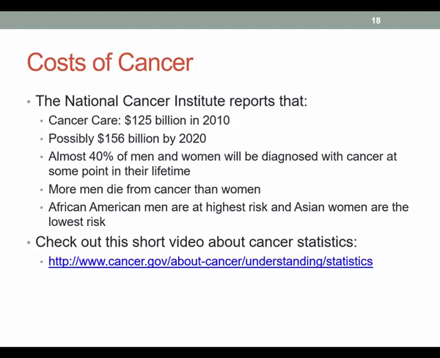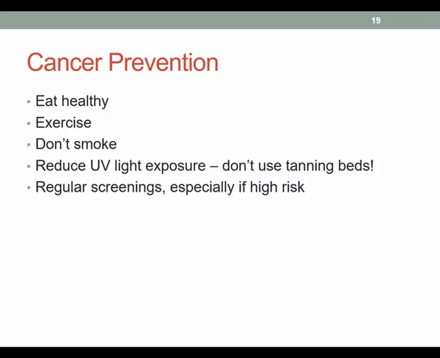The National Cancer Institute reports that the cost of cancer is going up as more and more people get diagnosed with cancer. Great amount of interest in this. $156 billion is a lot of money, and if we could slow cancer rates or prevent it, this would save us not only lives but quite a bit of cash. African American men are at the highest risk of cancer, and Asian women are at the lowest risk. And weirdly, more men die from cancer than women do. If you're interested more in the statistics part of cancer, it's a good little video here put out by the Cancer Institute.